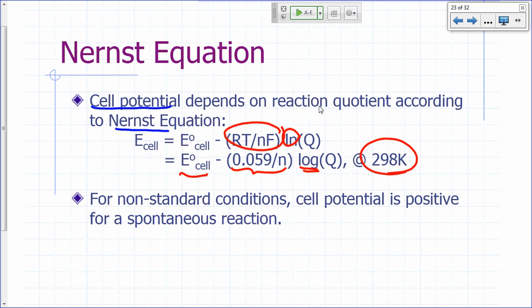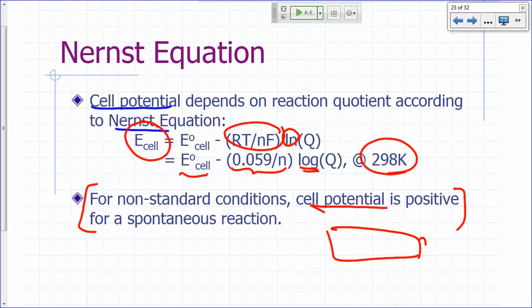What's the importance of this? This will allow you to determine what the voltage is going to be. If you set up your two half reactions in separate compartments and measure the voltage between them, that's what this E cell is. The cell potential is the voltage that you can get out of your battery. For non-standard conditions, your cell potential will be positive for the spontaneous reaction, so you know which reaction will be happening as your battery discharges. So when you say your battery is discharging, what's happening?